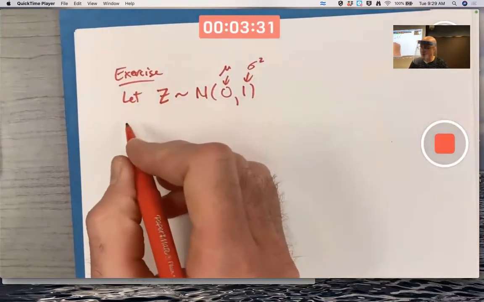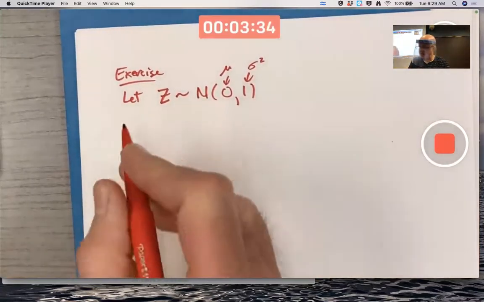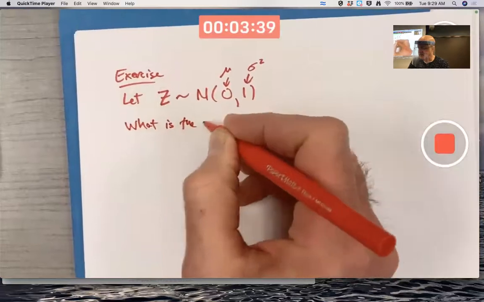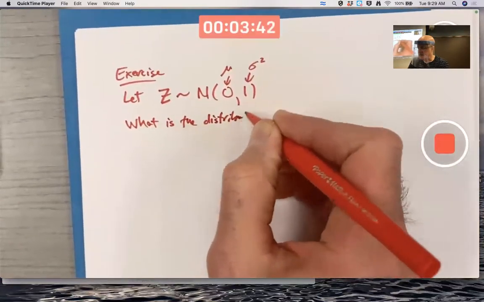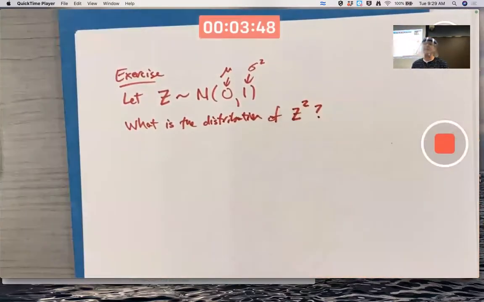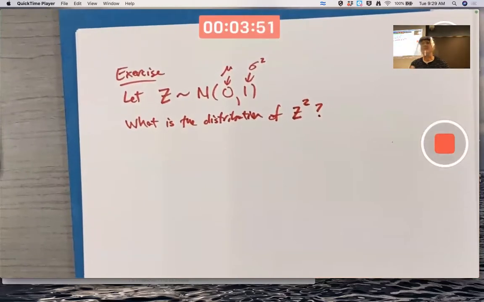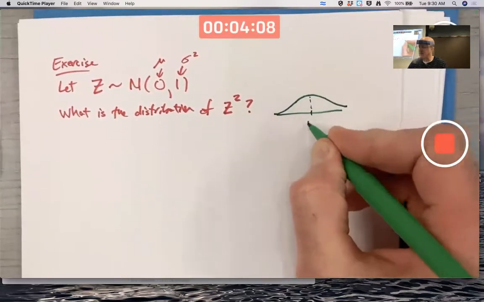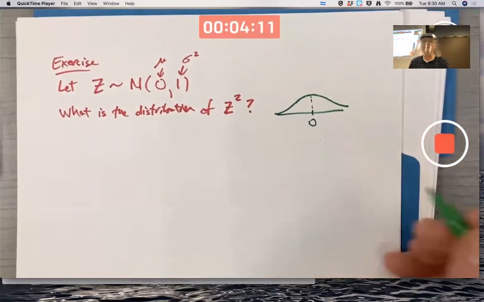What I want to show, well, okay, instead of showing something, let's explore or ask a question. What is the distribution of Z squared? So Z has a standard normal distribution. Its PDF, its density, is a bell-shaped curve, centered at 0 with a standard deviation and variance of 1.